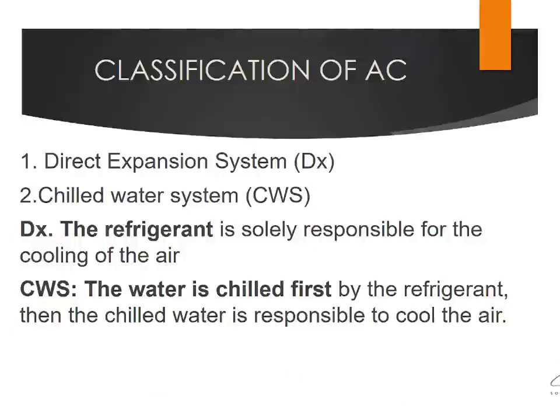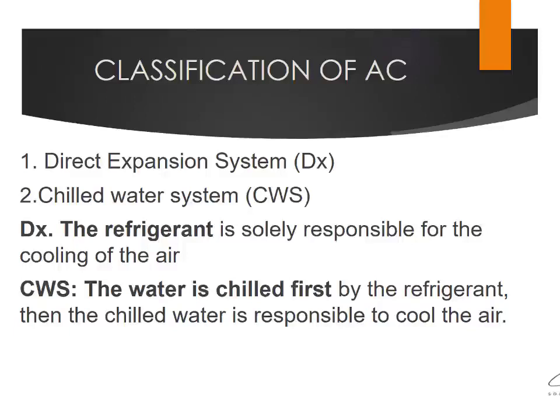Hello, welcome back. In this lesson, we are going to look at the classification of air conditioning. Air conditioners are classified into two main types: the direct expansion system and the chilled water system. Now, what is the difference?